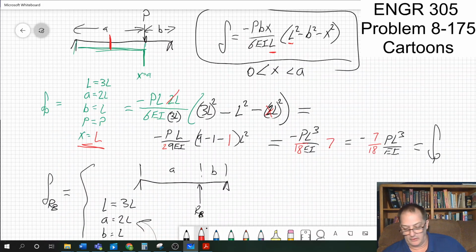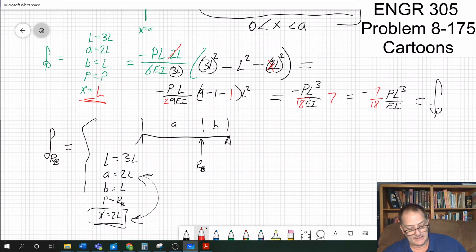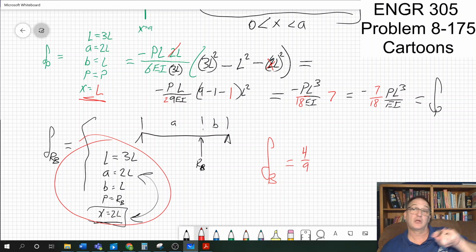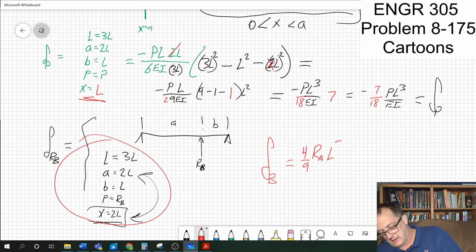Before I got too far away, but boy, that was confusing. Now I should have that all done if I had not erased it. What was that? It was 4/9, wasn't it? So this ought to be the deflection from B is equal to 4/9. It's also going to be positive because I'm pushing up. Not P, but reaction at A, L cubed over EI.